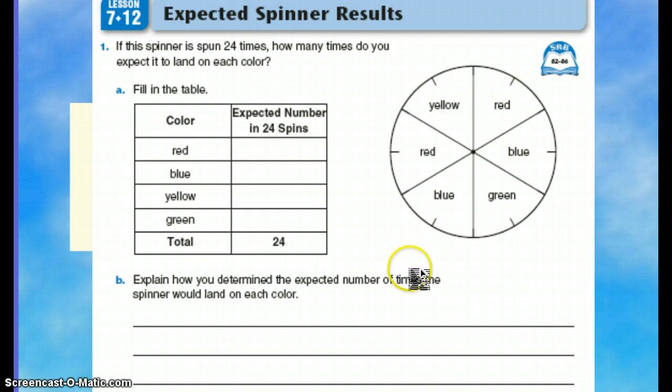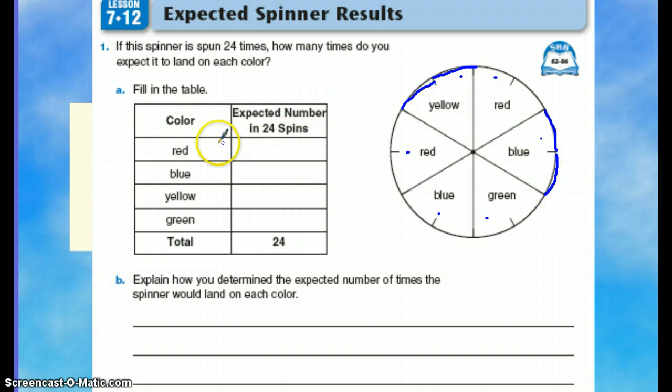Expected spinner results. So they're showing you a colored circle that they're considering to be a spinner, and they're saying to you, if it is spun 24 times, how many times do you expect it to land on each color? Well, the first thing I would do is look and see, are the sections that it's cut into equal? Well, yellow and red and blue, green, blue, red, they're all the same size. They have exactly 2 sections, 1, 2, to every one of their rectangular type pieces. 1, 2, yep, they're equal.